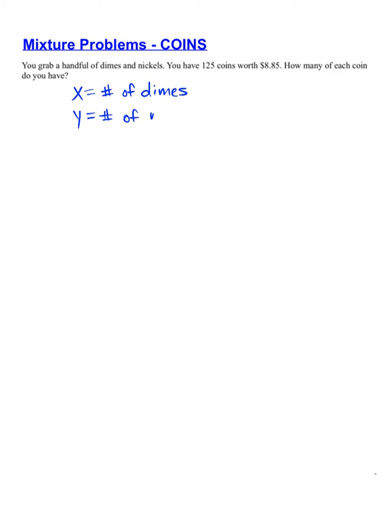So there's really two basic equations we're going to set up here. One is going to use the idea that there are 125 total coins. The other will use the idea that the value of those coins is $8.85. So for our first equation, we can take the number of dimes, which is x, plus the number of nickels, which is y, and that has to be equal to the total number of coins, which is 125.